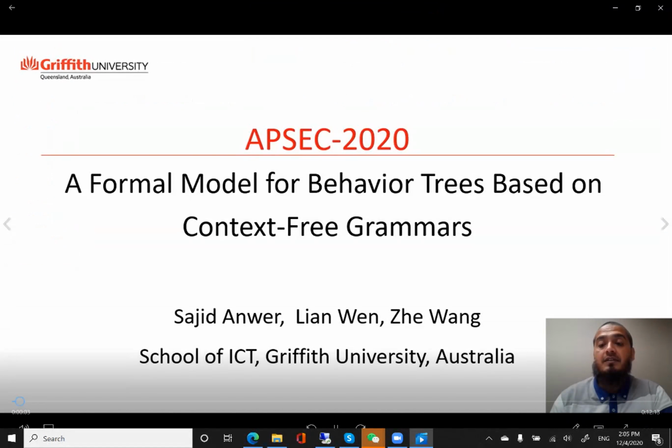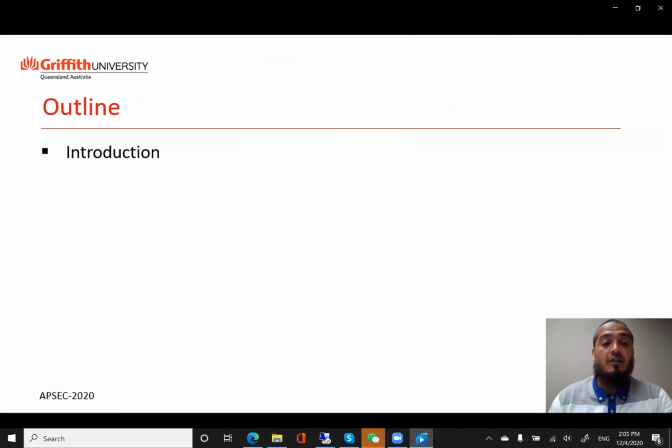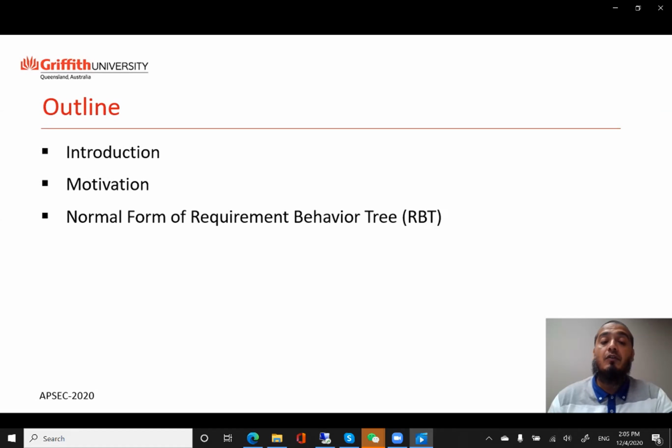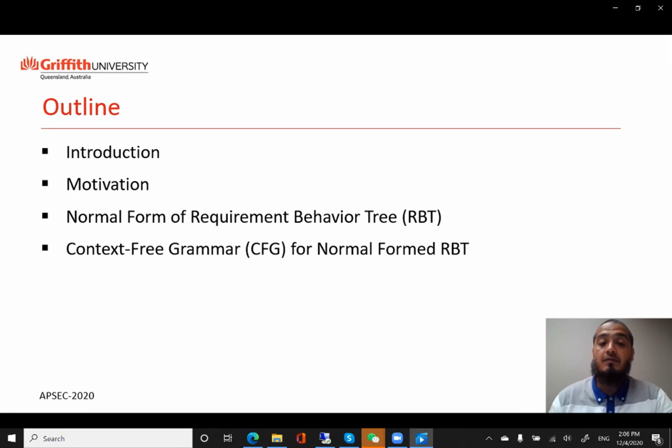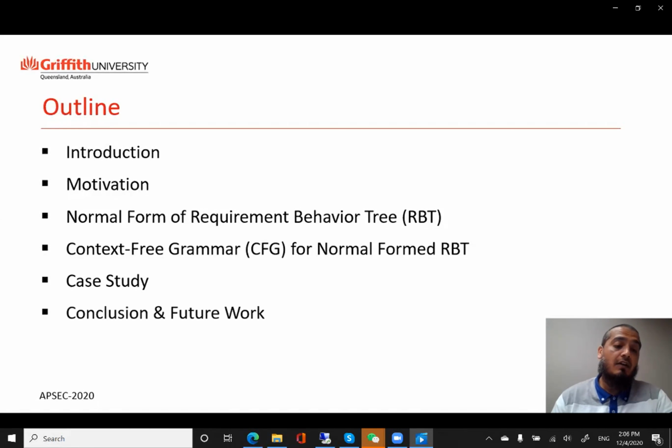Sajid Anwar, and I'm here to present my course paper with title A Formal Model for Behavior Trees Based on Context-Free Grammar. And this is the outline of my presentation. First, I will introduce the problem, then I will discuss the motivation behind this research. After that, I will discuss the first key element of our model, which is a normal form of requirements behavior tree. Then I will discuss the second element, which is the context-free grammar for normal form requirement behavior tree. And after that, I will discuss the case studies to demonstrate the applicability of our proposed model. And finally, I will conclude my presentation with some concluding remarks and some future research directions.